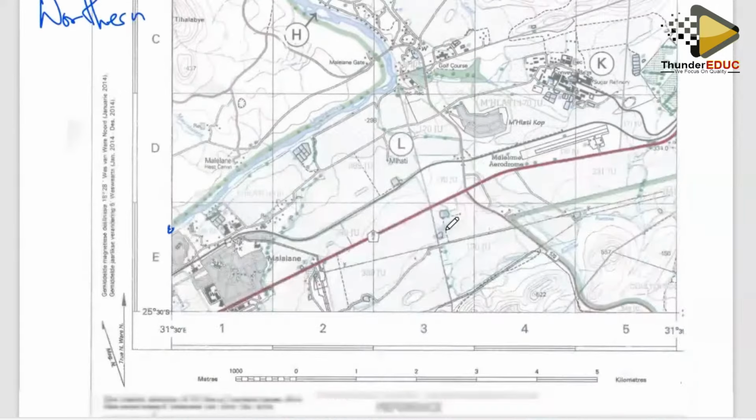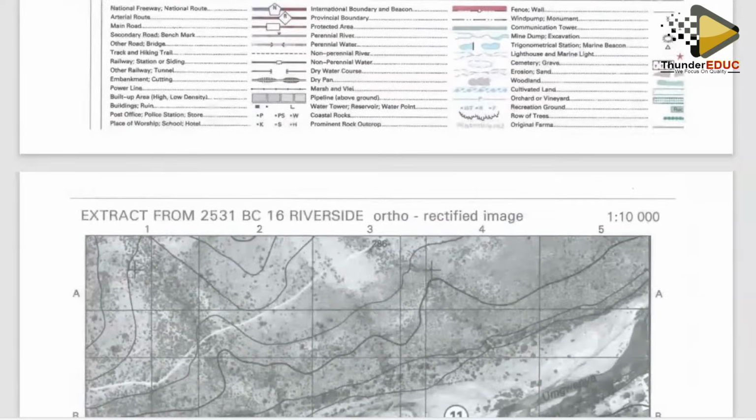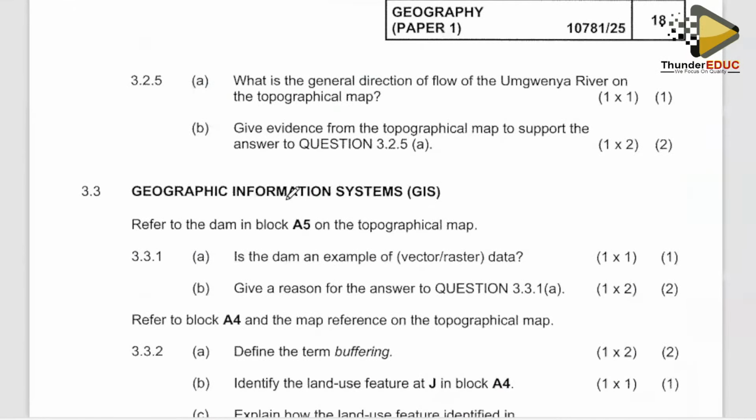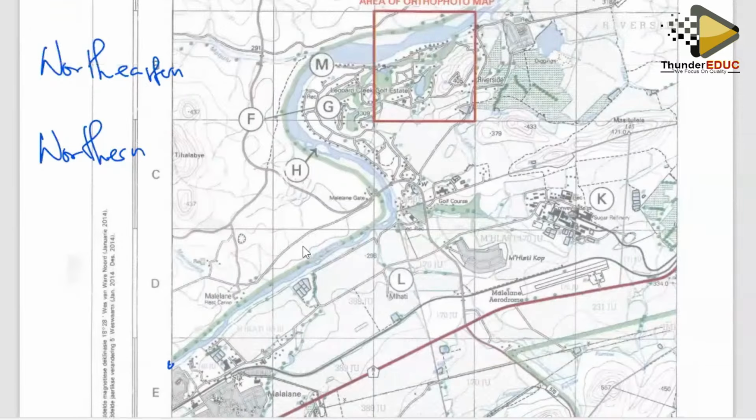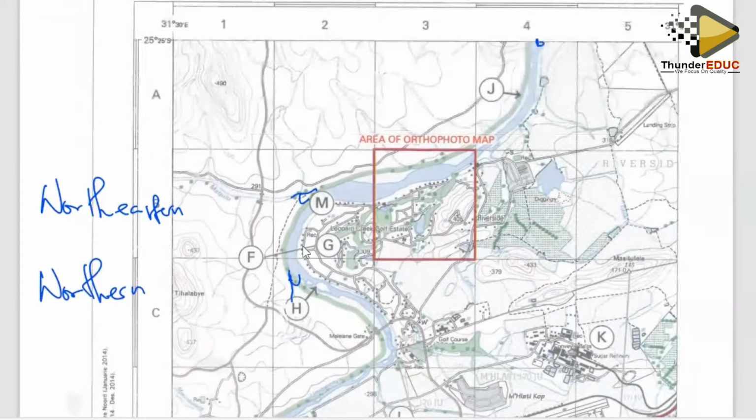Right. Then what can we substantiate with? Give evidence to support the answer. What pieces of evidence can we use to say that this river is going towards the northern direction? Tributaries. If you check, there is one major tributary here. This one is joining at an acute angle, facing towards the north. And also this one is an acute angle, going in that direction. So one is acute angles of the tributaries. The tributaries join at acute angles facing the south, which means the river is going towards the north.